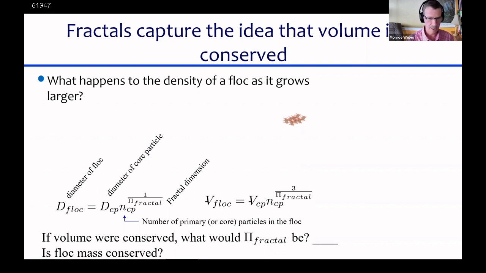N is the number of primary or core particles in the flock, and we're going to raise that to some crazy exponent, 1 over pi fractal. And the dCp is the diameter of the core particle.